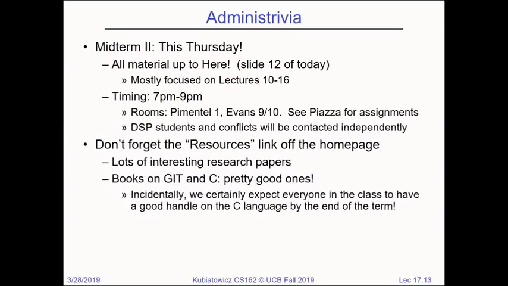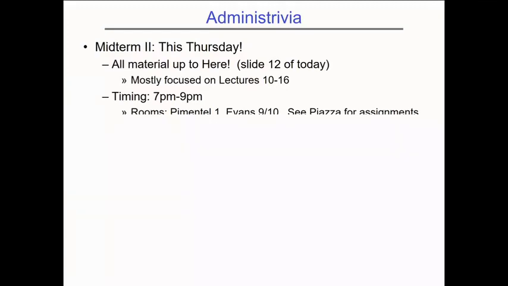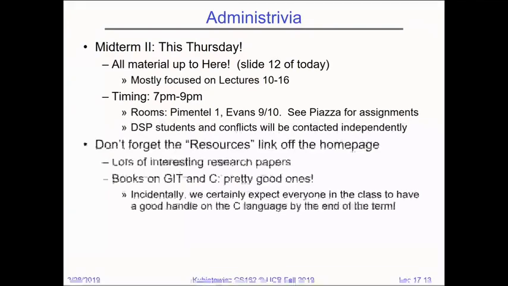By the way, I will be the first to say that there are aspects of C that are annoying compared to more modern languages, but it's pretty much the gold standard. Other than Go, which is starting to be interesting, C is pretty much the gold standard for operating systems. So we're not torturing you without a good reason by making you use C.